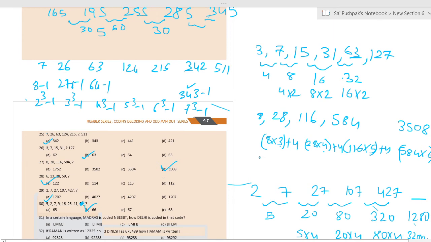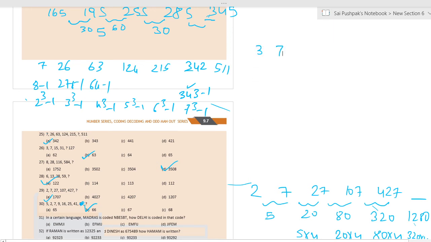So 28th one: 6, 13, 28, 59. So guys, here also the difference is increasing tremendously, but 13 is not in the 6 table. So what do we need to do to get 13? 6 twos are 12 plus 1.